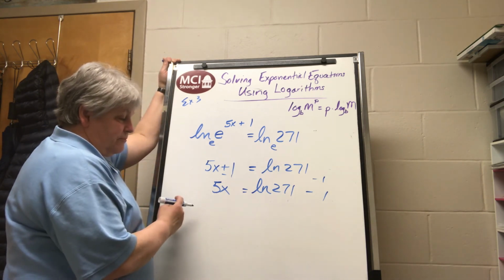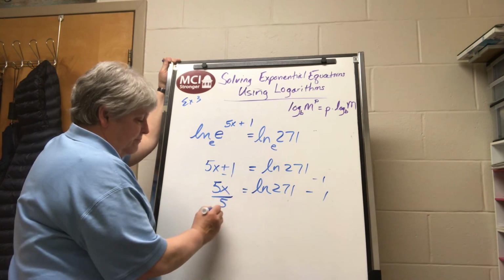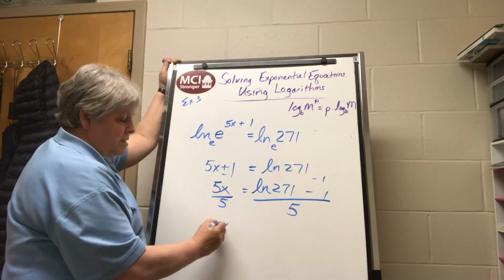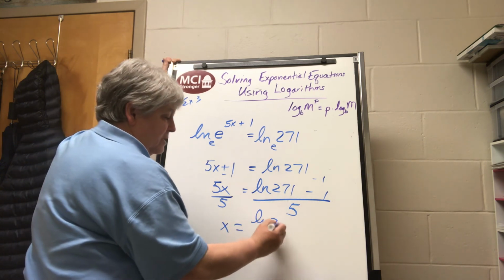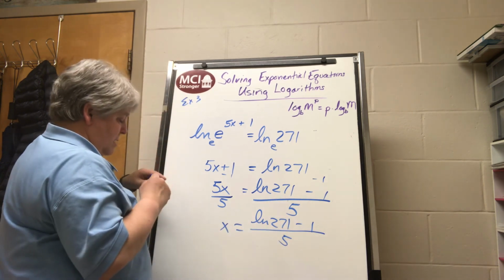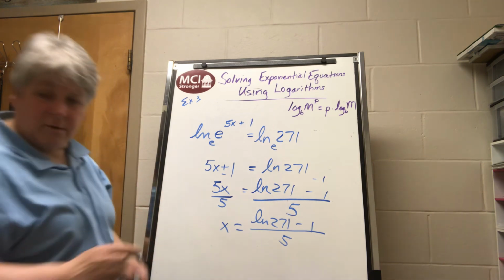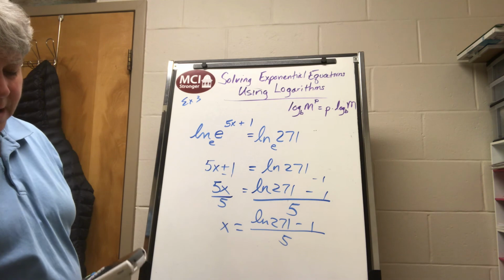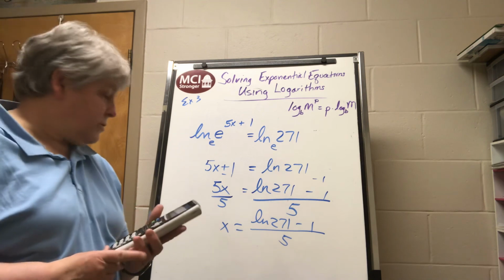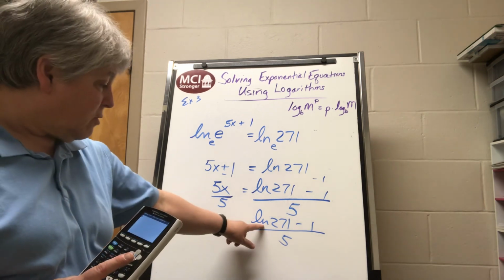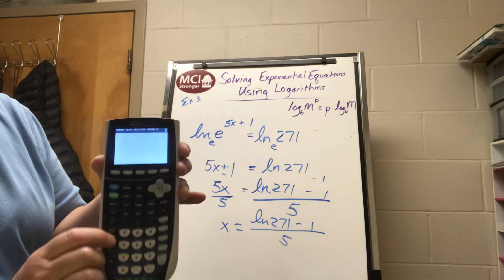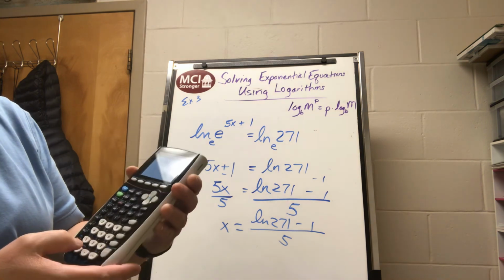Now how do I get x alone? Divide by 5. So x is equal to natural log of 271 minus 1 all over 5. So let me now grab my calculator and figure out what this number is. So natural log of 271, that's when you make sure to hit the ln key. So ln 271.